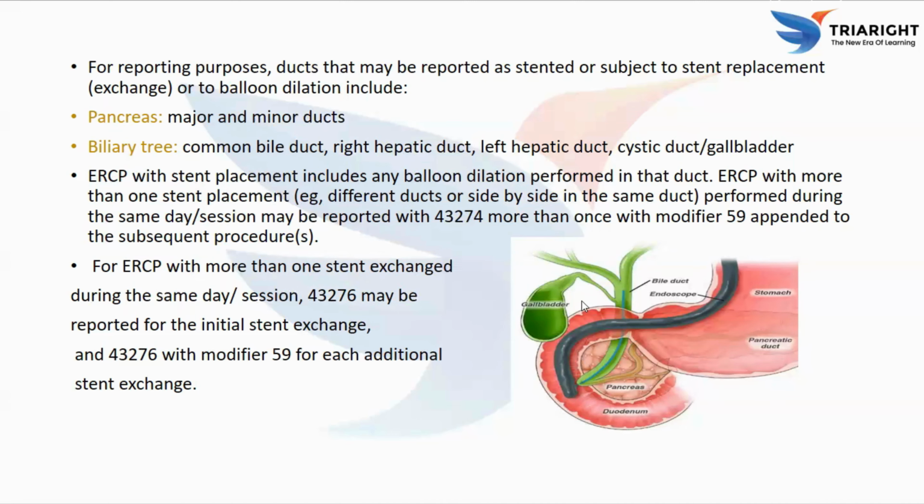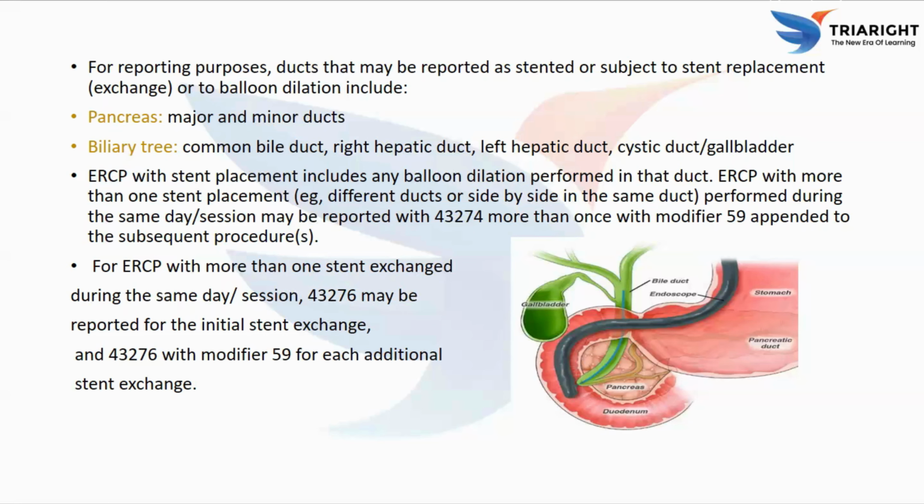What if more than one stent is placed on the same day in the same session? Sometimes stents are placed in different ducts, for example CBD plus pancreatic duct, or two stents side by side are placed in the same duct. So how to code in this scenario? First you assign 43274 for the first stent placement, and you assign 43274 plus modifier 59 for each additional stent placement. Modifier 59 is used to show a distinct procedural service, such as a different duct or a separate stent placement.